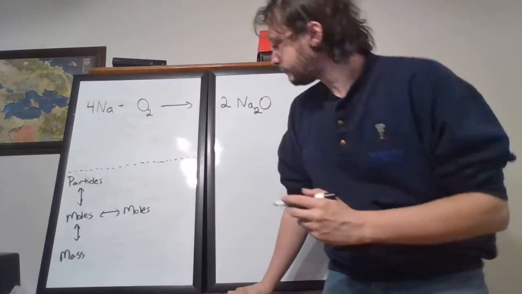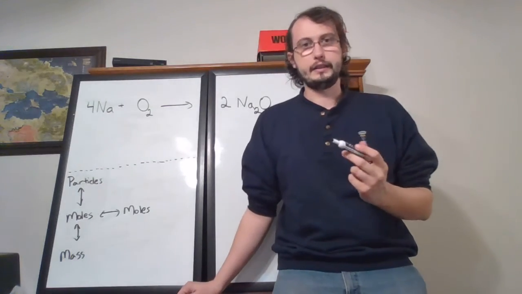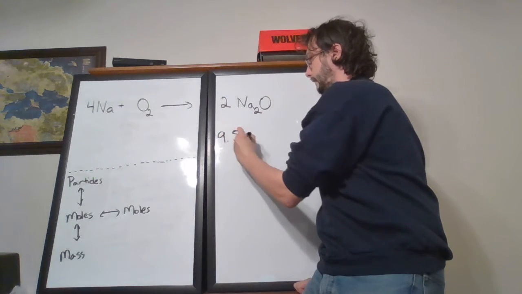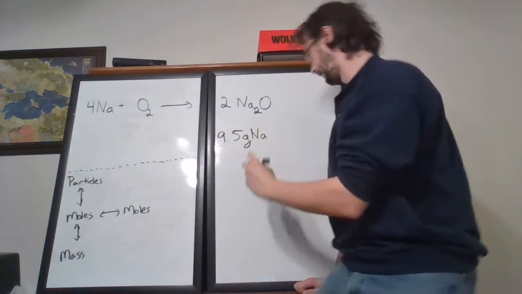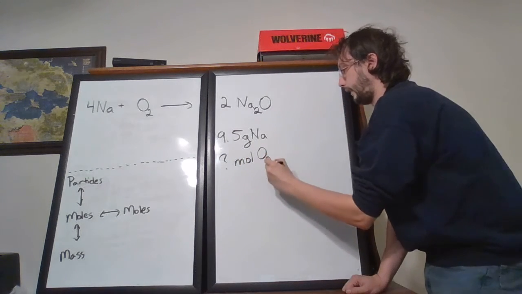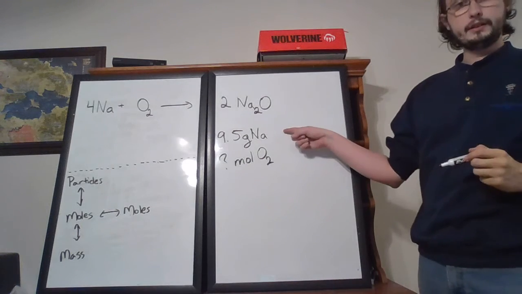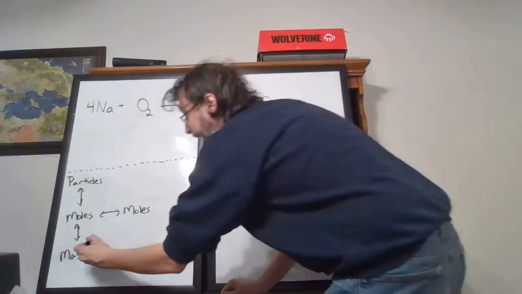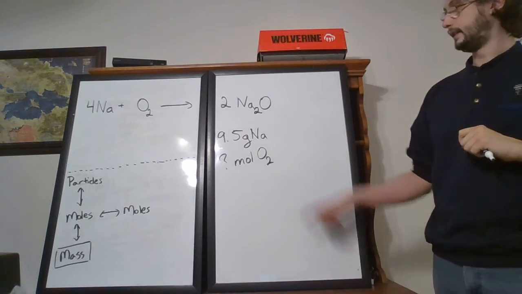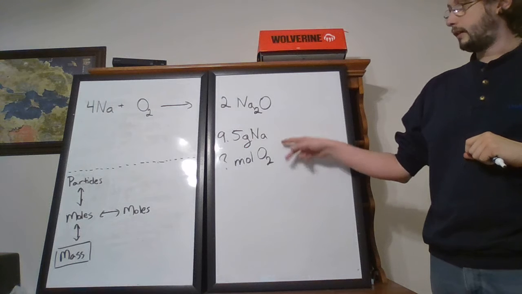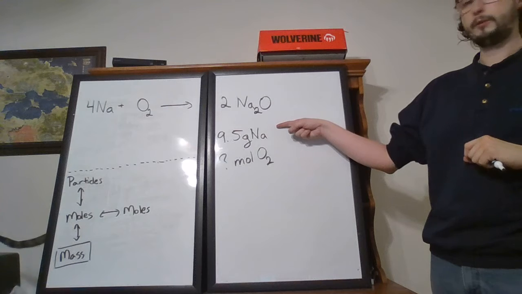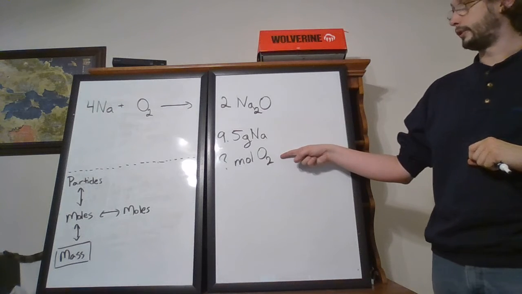So we know that we're starting with, they give us, 9.5 grams of sodium, and we need to find how many moles of oxygen. So they've given us grams of sodium. We know that that is the mass. We need to figure out how many moles. Now, you'll see that we're not going from grams of sodium to moles of sodium. We're going from grams of sodium to moles of oxygen.